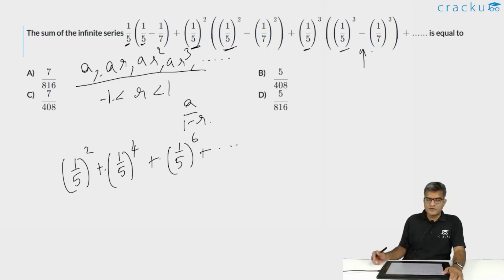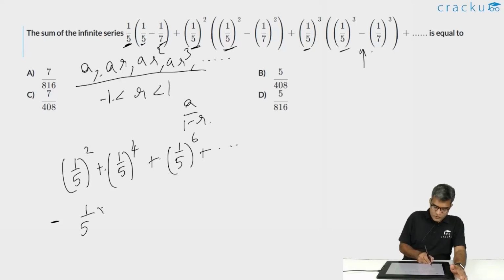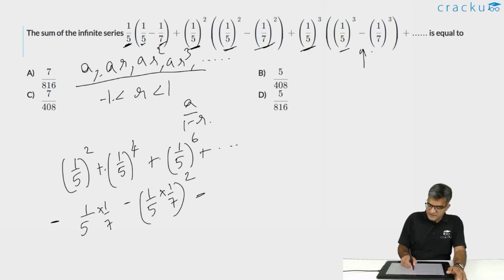This is clearly a geometric progression. The first term is 1/5 square. The common ratio is also 1/5 square. We will calculate its sum. The second one is what you are subtracting from this, that is 1/5 into 1/7, minus 1/5 square into 1/7 square, minus 1/5 cube into 1/7 cube, and so on till infinity. So this is 1/5 into 1/7, then 1/5 into 1/7 whole square, then 1/5 into 1/7 whole cube, and so on.